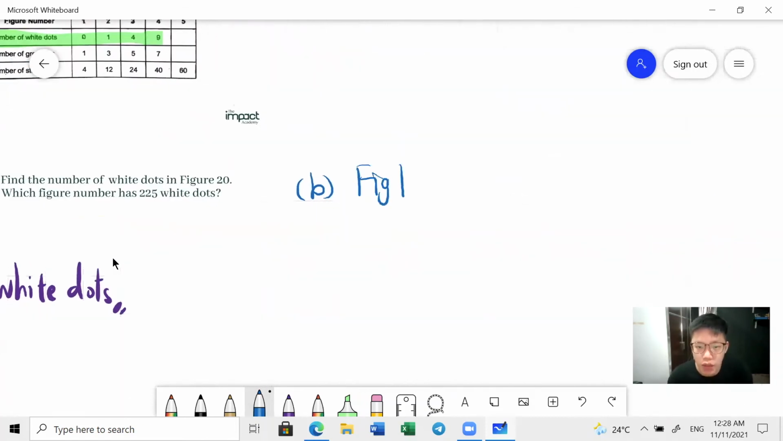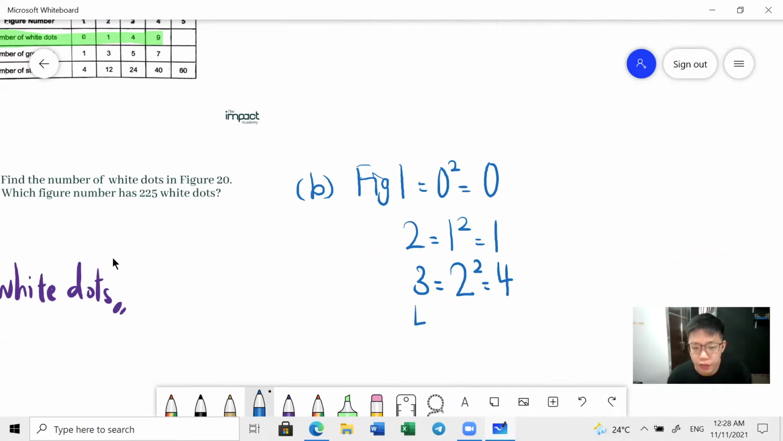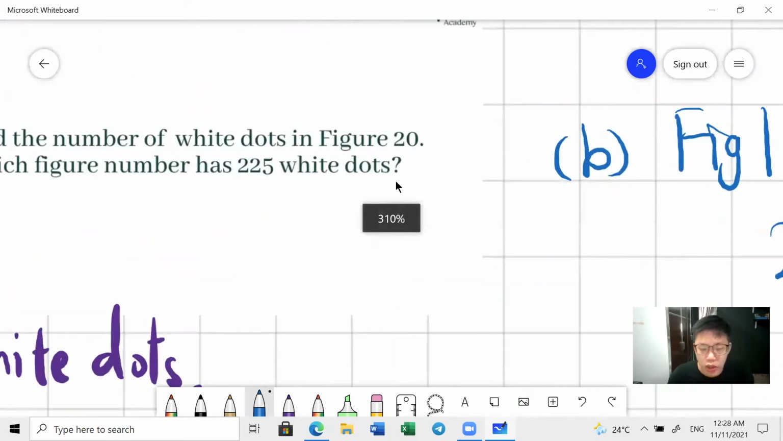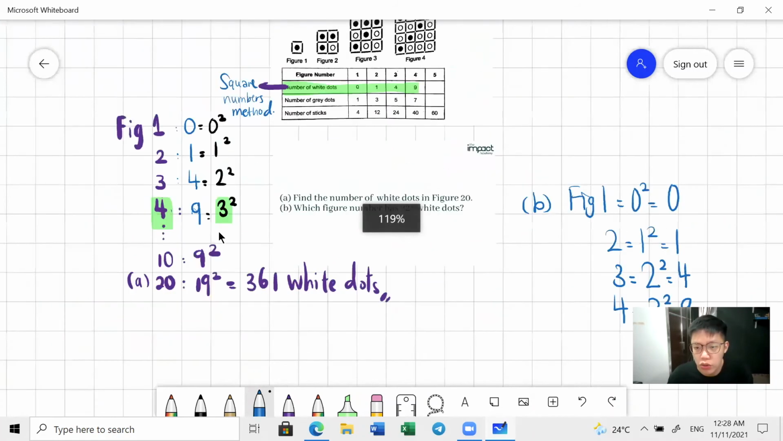So figure number 1, we know that it's 0 to the power of 2, which explains why I get 0. Figure number 2, it's 1 to the power of 2, which explains why I get 1. Figure number 3 is 2 to the power of 2, which explains why I get 4. Figure number 4 is 3 to the power of 2, which explains why I get 9. Now, over here, they are asking us to find what? 225 white dots. So what do I want to do?